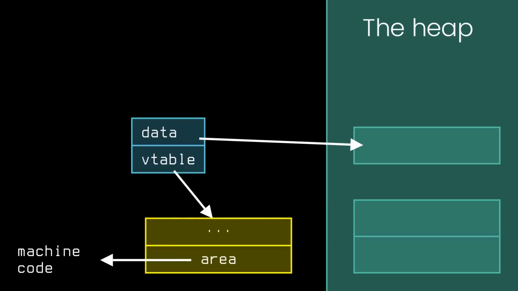Obviously, this presents us with 2 layers of indirection to perform the lazy call to the area method on the shapes. First, we have to jump to the virtual dispatch table or the vtable from the pointer in the trait object, and then we follow the pointer in the vtable to reach the struct-specific machine code.